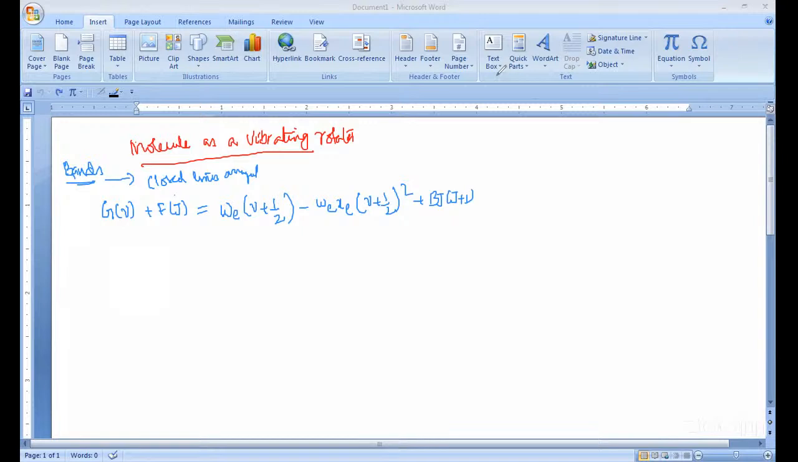So here we have got one B term. We have already seen this B value: it is equal to h by 8 pi square I C. This can also be written as h by 8 pi square, and in terms of reduced mass, it will be mu R square C. Mu is nothing but the reduced mass of the molecule.